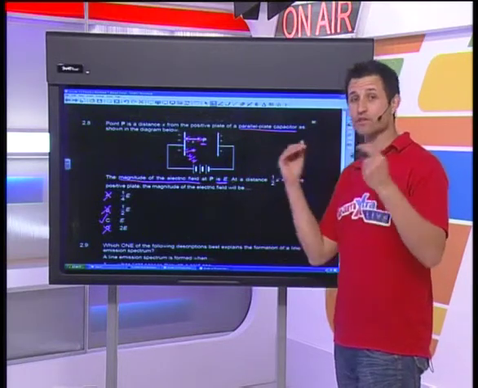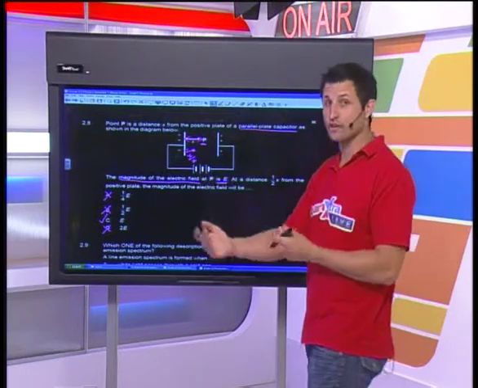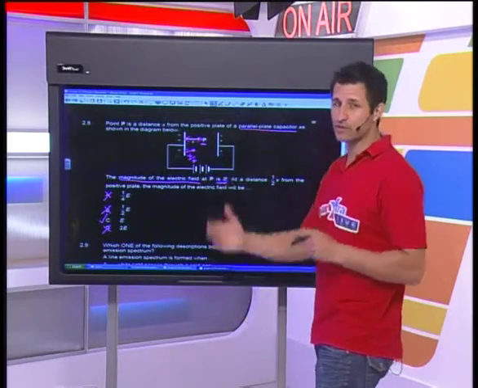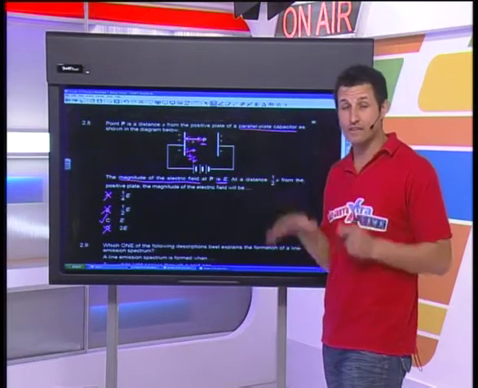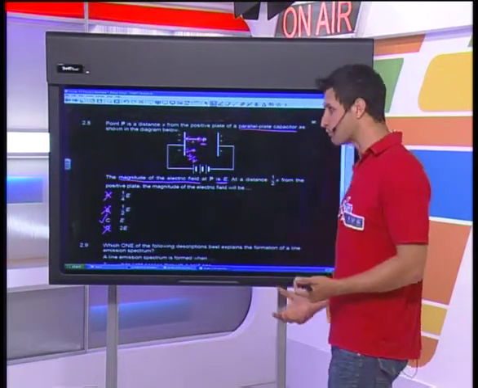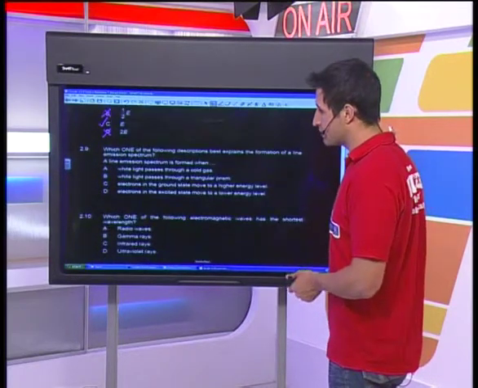Parallel plates have got a consistent and even electric field all the way through. Doesn't matter where you are. If you're at X, 2X, half X, doesn't matter. The field strength will be exactly the same as it was before. Okay, we're doing pretty well. We're almost all the way through these two.